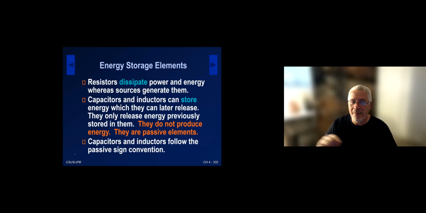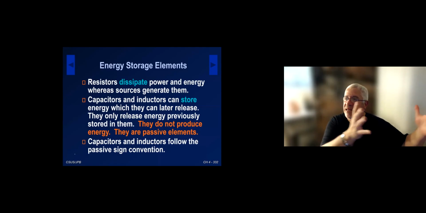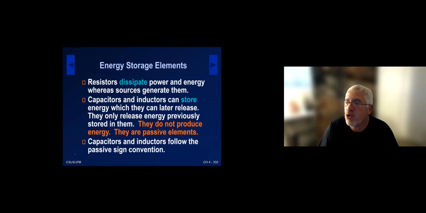Okay? They are passive elements, all right? And later on, I'm going to say to you, once we have the voltage-current relationship, they need to follow the passive sign convention, okay? So resistors that we've been working with, that's the only passive elements we had besides sources. Resistors do only one thing. They burn power, they burn energy, okay? They dissipate power and energy, all right? Whereas if you look at sources, they typically produce energy and power.